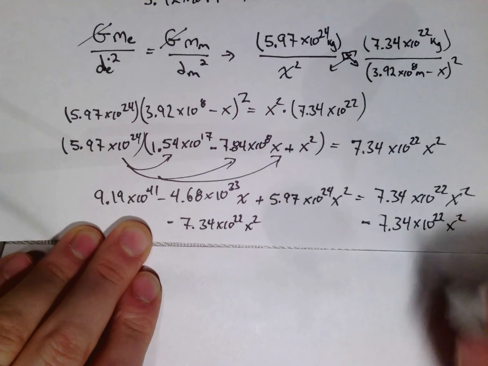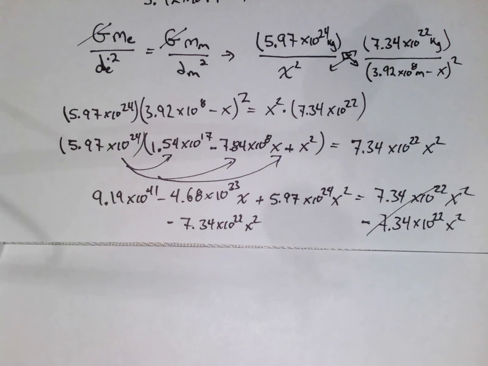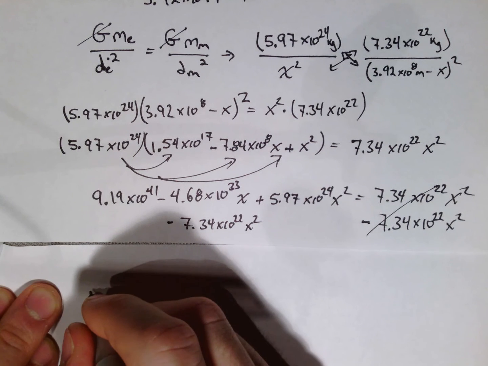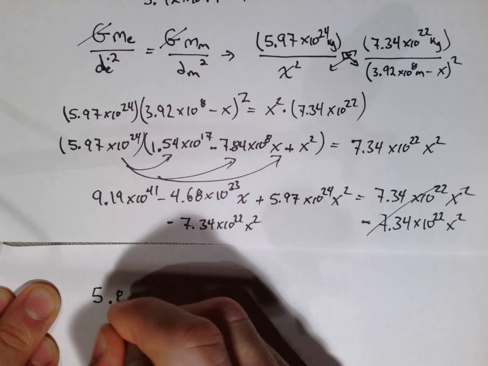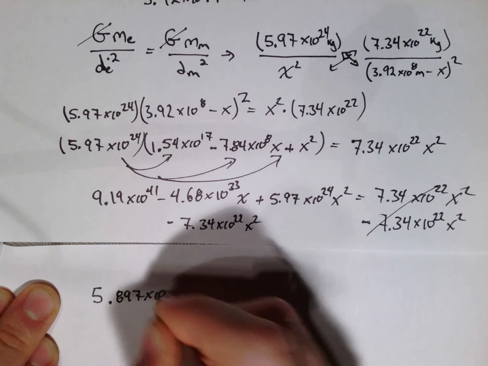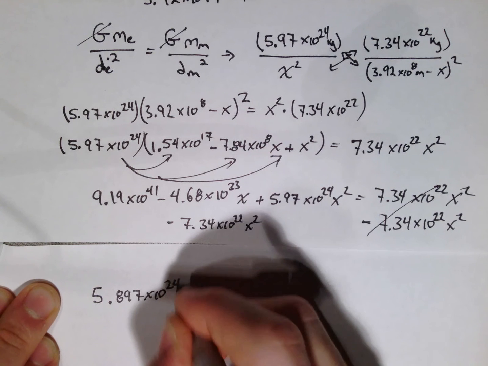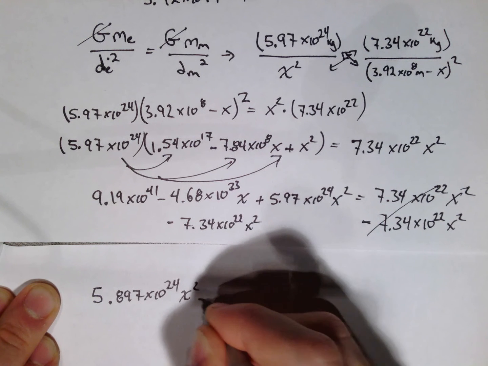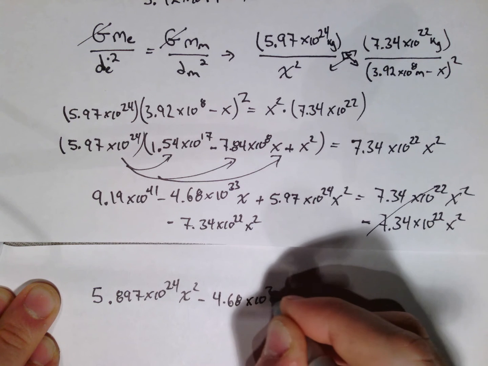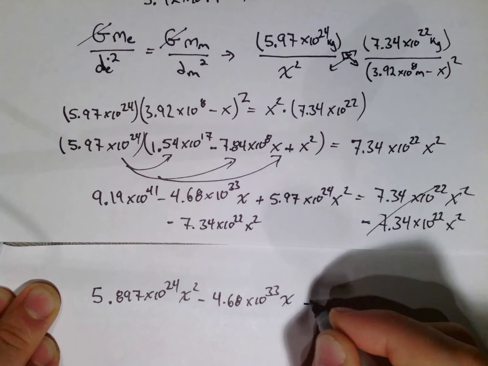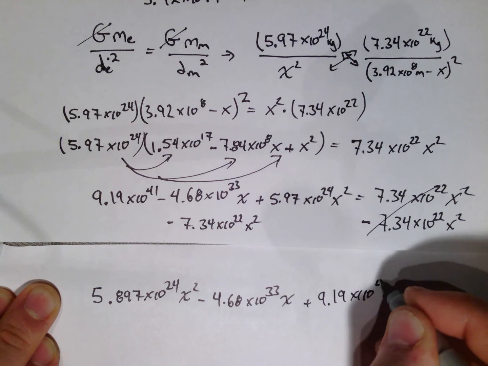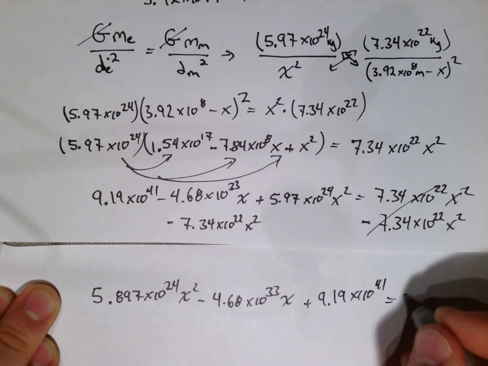Alright, in doing this, those are going to cancel. And what we're going to be left with is 5.897 times 10 to the power of 24x squared minus 4.68 times 10 to the 33x plus 9.19 times 10 to the 41. And this is equal to 0 now.